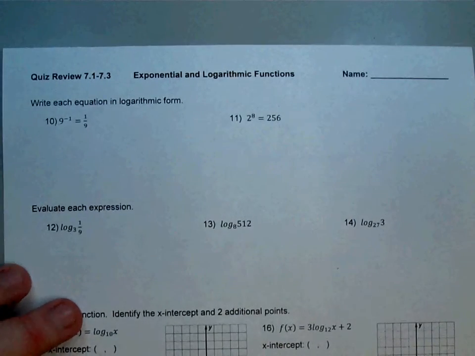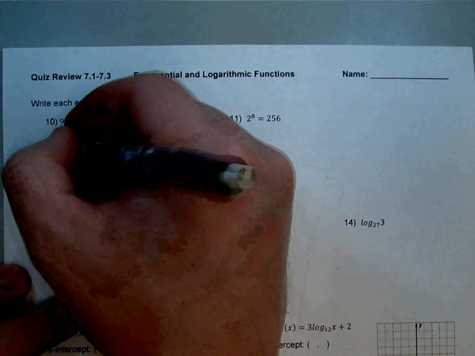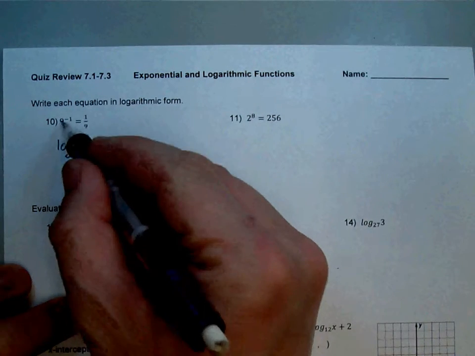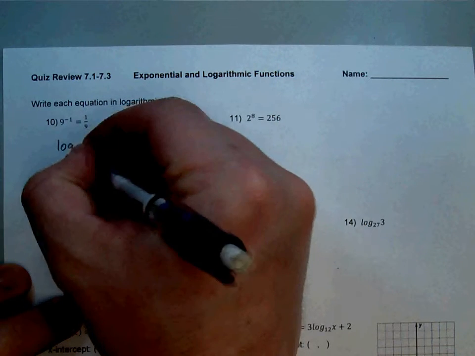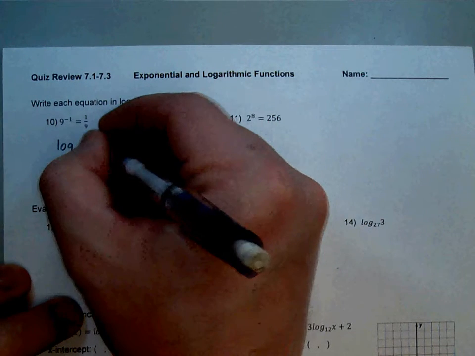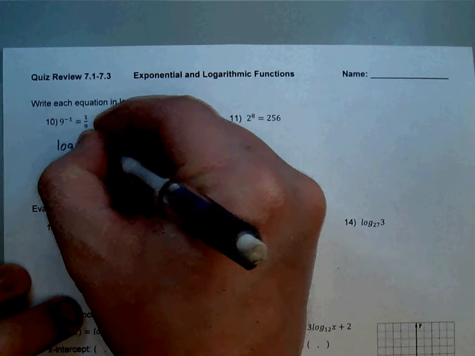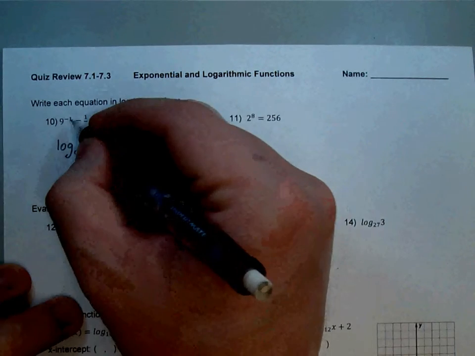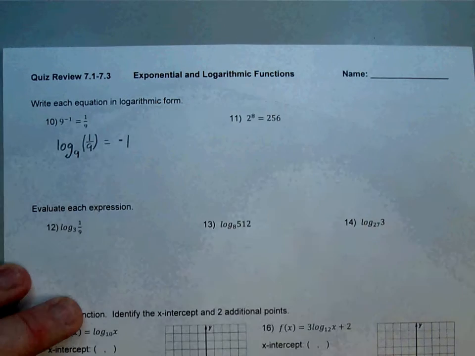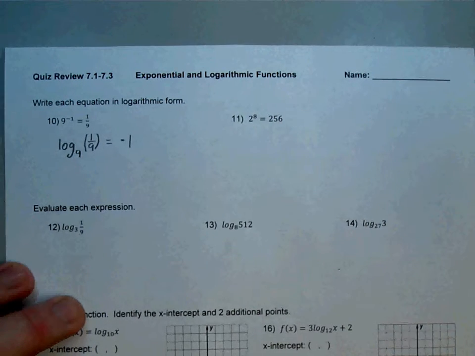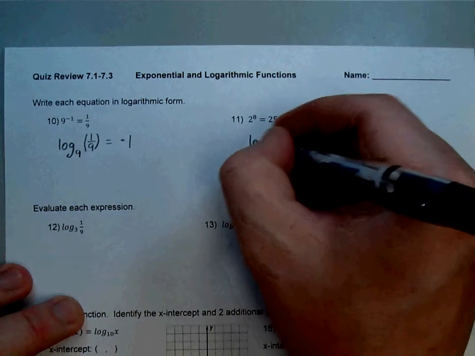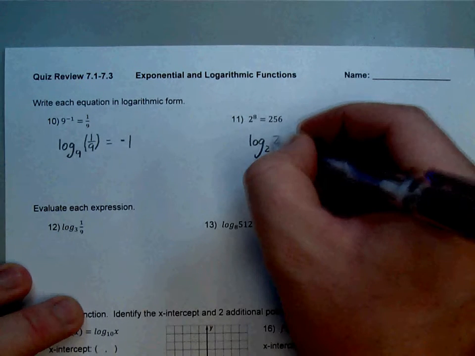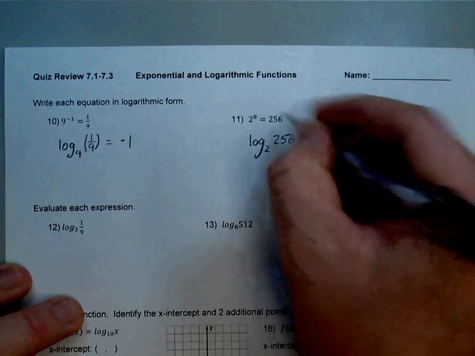Now we do the opposite. We have exponential, we want to write it in logarithmic form. So log, the base number happens to be the base of the power, which is 9. Log base 9 of, now jump to the other side, 1/9. You may put that in parentheses since it's a fraction, you probably don't have to. And then equals, and we've isolated the -1. Number 11, log base 2 of 256 is equal to 8.